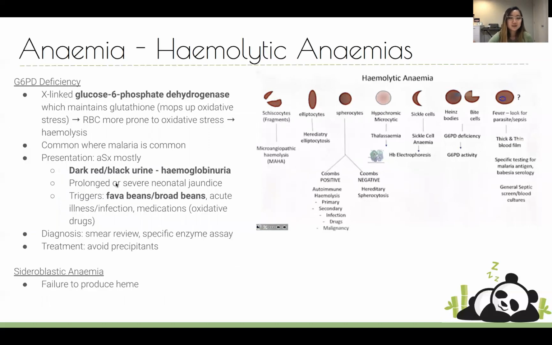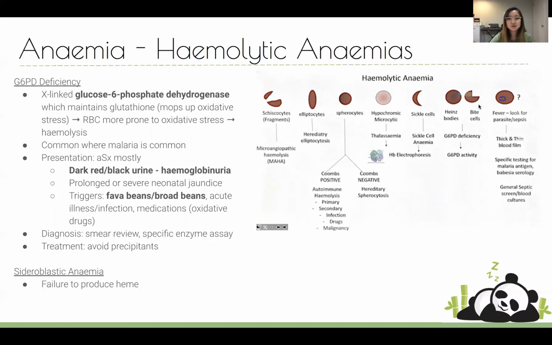So G6PD deficiency, so it's X-linked. G6PD stands for glucose 6-phosphate dehydrogenase, and essentially when you lose this, you become more prone to oxidative stress, and that causes hemolysis.